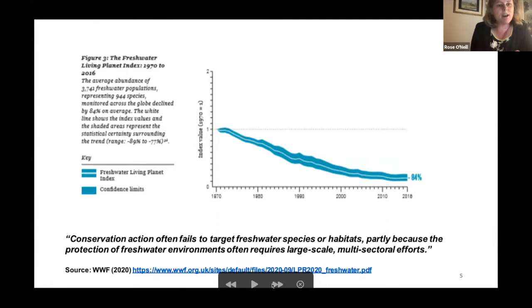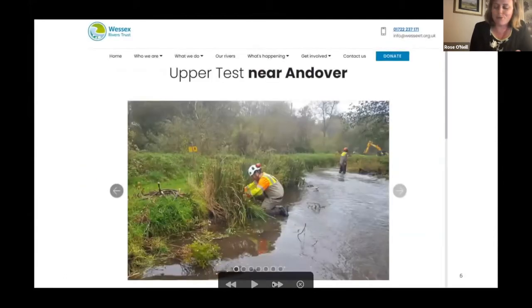If we go into the next slide, I just want to give some hope, really, which is, you know, there is a lot of activity going on here. There are a lot of organisations, including those in this debate tonight, that are really working hard to restore our rivers. So this is an example of the work that Wessex Rivers Trust is doing, working in rivers to renaturalise channels. There are also some brilliant projects the water companies are leading on.